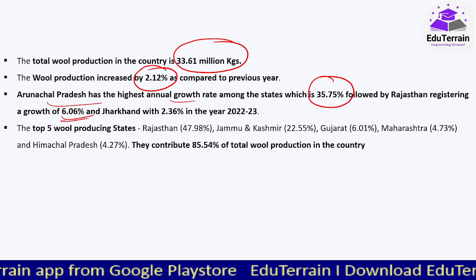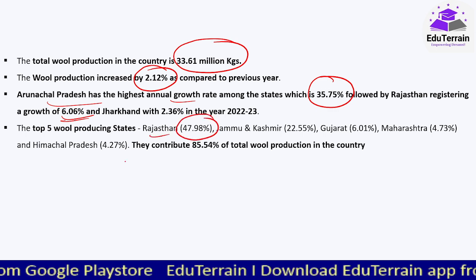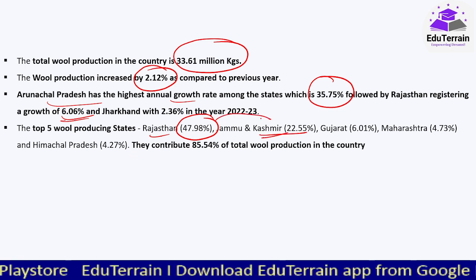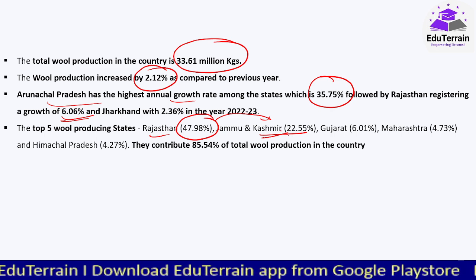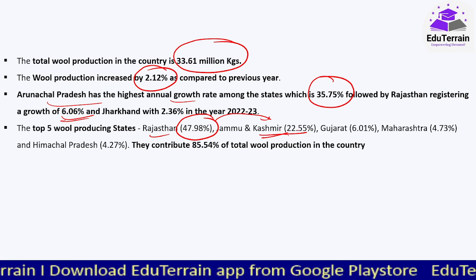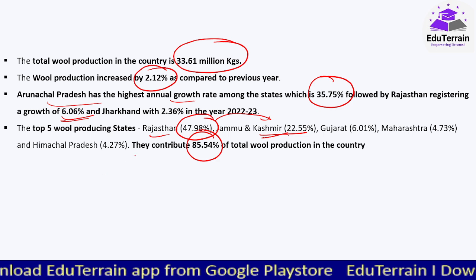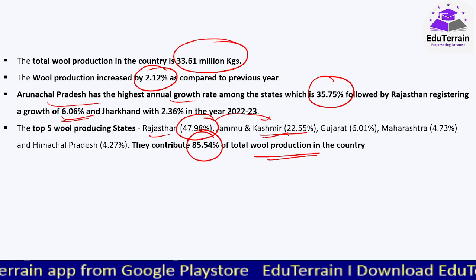And when we talk about the top 5 wool producing states in India, that is Rajasthan with 47.98%, close to 50%. After that comes Jammu and Kashmir. And if we look at the top 5, a whopping 85% of the total wool production in the country is contributed by these top 5 states only.